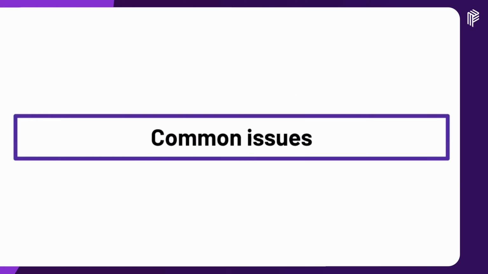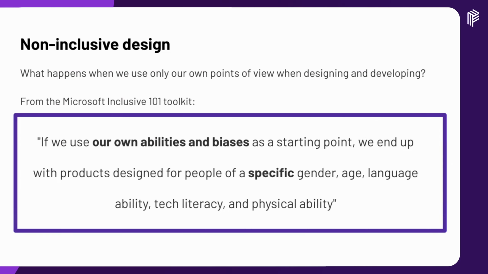So what are the common issues that users may face with accessibility? Non-inclusive design: what happens when we developers only use our own point of view when designing and developing apps?